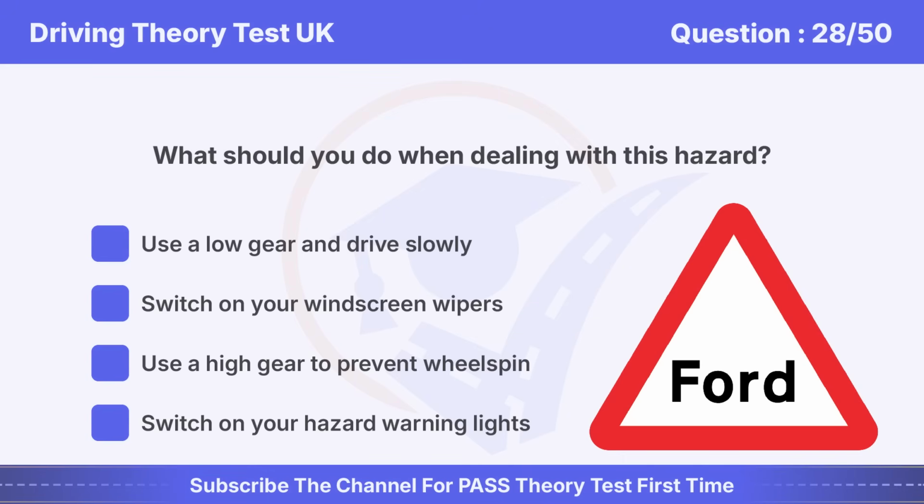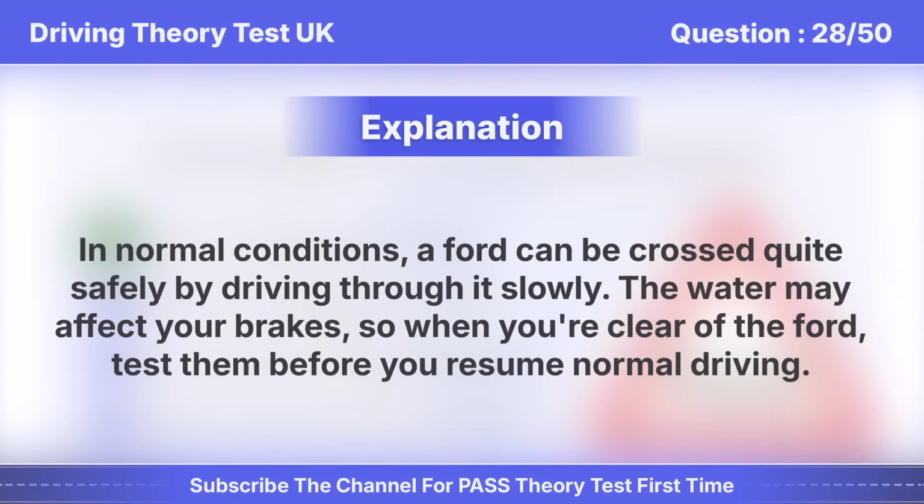Question 28. What should you do when dealing with this hazard? Answer is A. Use a low gear and drive slowly. In normal conditions, a ford can be crossed quite safely by driving through it slowly. The water may affect your brakes, so when you're clear of the ford, test them before you resume normal driving.